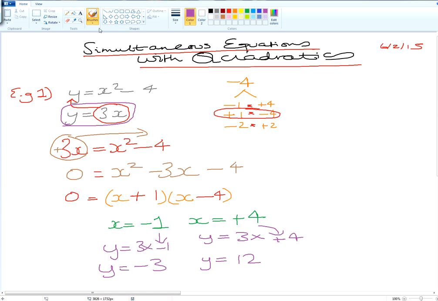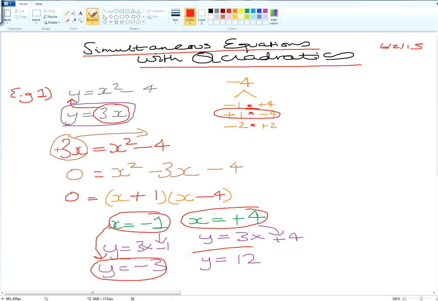Now, what I'm going to do is show you them as a set of values. So we have x equals minus 1 and its corresponding y value. That's one set of answers. We have x equals plus 4 and y equals 12. And that'll give you another set of answers. Okay.